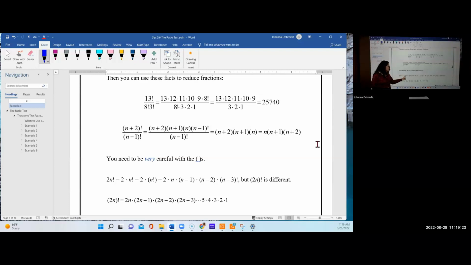So we see that we have 2 times n factorial, which is just 2 times n minus 1, n minus 2, on and on and on. But if I put the 2n in parentheses, and then I put the factorial outside the parentheses, well, that's a whole different kettle of fish. 2n quantity factorial is 2n times 2n minus 1 times 2n minus 2 times 2n minus 3 times 2n minus 4, all the way down to 5 times 4 times 3 times 2 times 1. So you have to be very, very careful about parentheses and what the definitions mean.